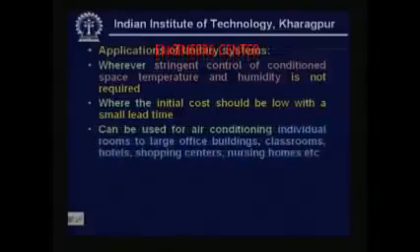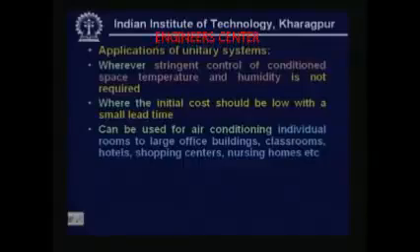And they can be used for air conditioning individual rooms, to large office buildings, classrooms, hotels, shopping centers, nursing homes, etc. Depending upon the size, as I said, the available capacity varies from about 0.3 tons to almost 100 tons. So these systems can cater to a wide range of applications, starting from very small rooms where about 0.3 ton may be sufficient to large office buildings where you may require as high as about 100 tons. So these systems can serve all these categories. Normally you don't have unitary systems above 100 tons. Above 100 tons, you have to go for central systems.